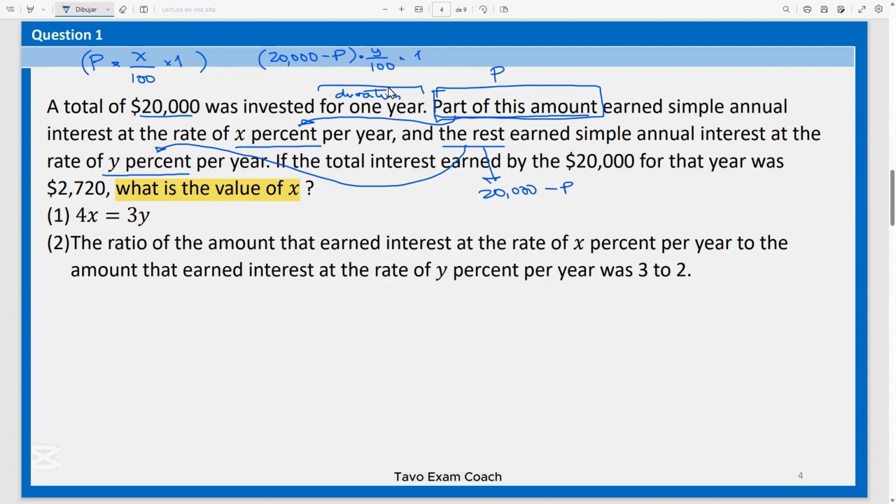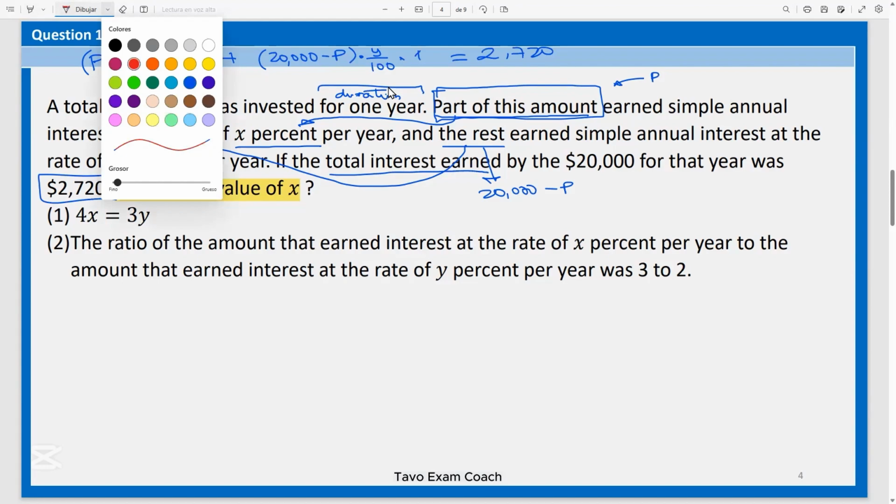So we might say that the sum of these two expressions represents the total interest earned by the $20,000. According to the information prior to the question, the total interest earned was this number. So this has to be the sum of the two expressions, right? The total interest earned. So here we have an interesting equation.